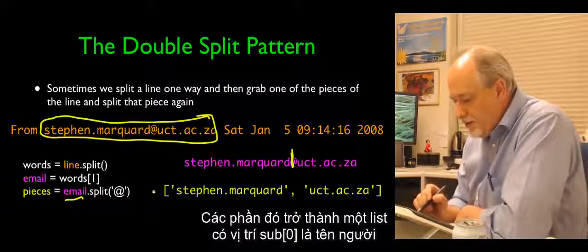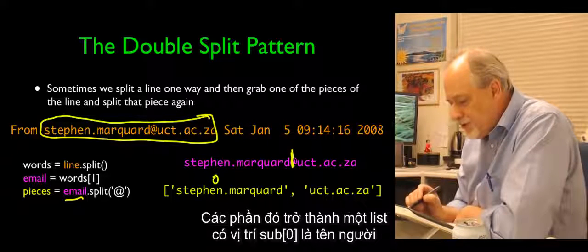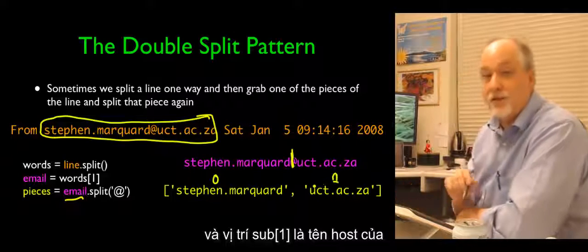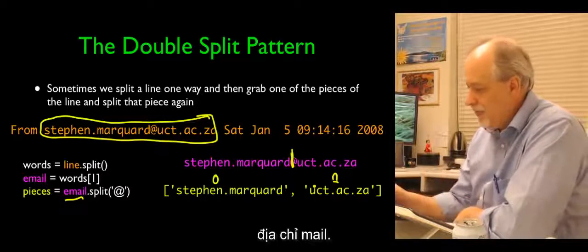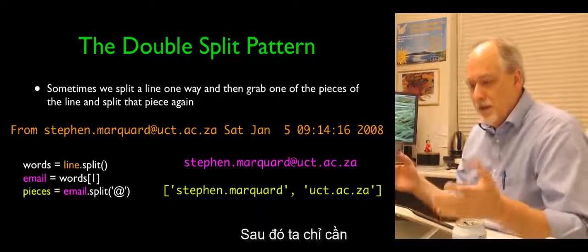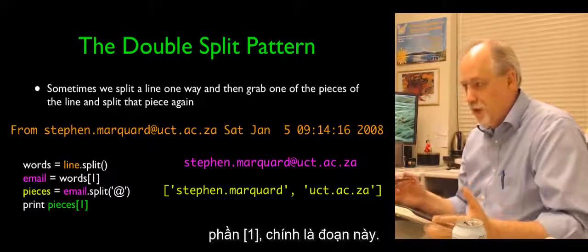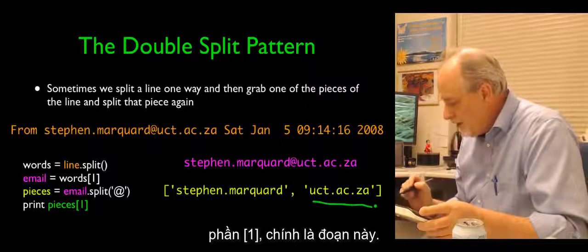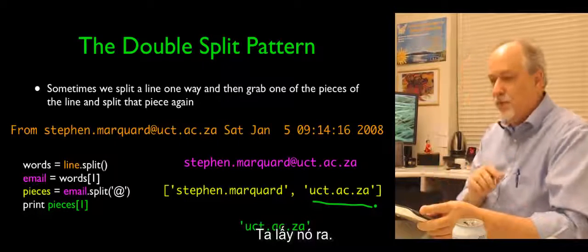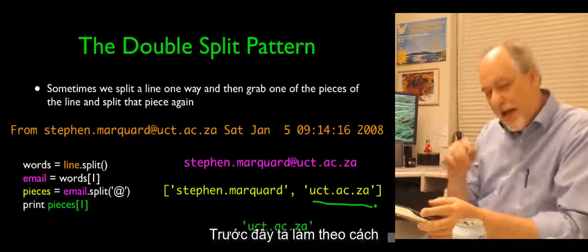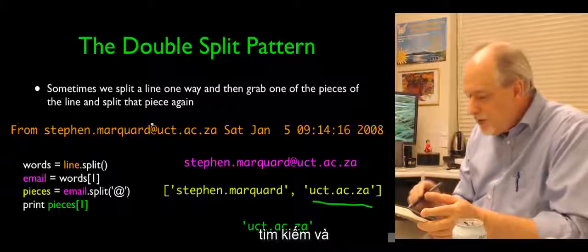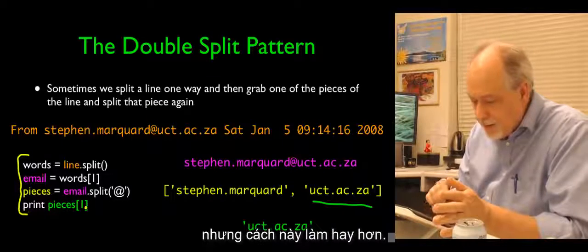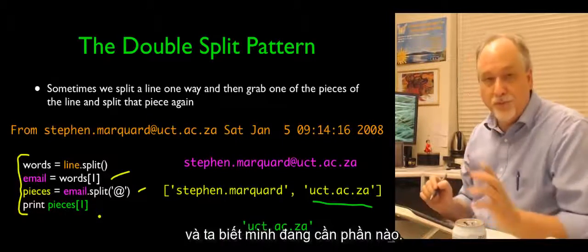So pieces now is a list where the sub 0 item is the person's name, and the sub 1 item is the host that their mail address is held from. And so then all we need to know is pieces sub 1. And pieces sub 1 is this guy right here. So we pulled it out. If you go back to how we did it before, we were doing searching, and searching some more, and then taking slices. This is a little more elegant, because really, we split it, and then we split it, and we knew what piece we were looking at.